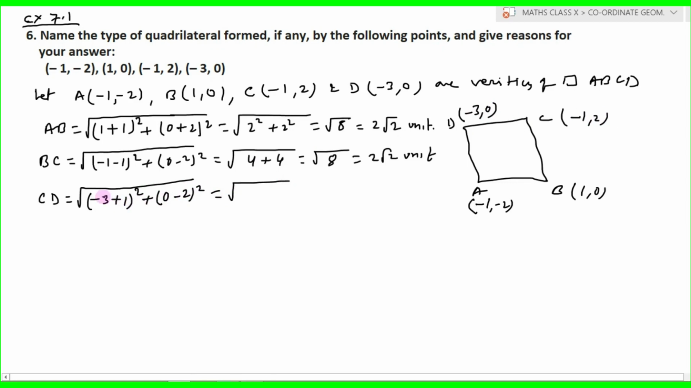Now you see -3 plus 1 gives you -2, square is 4, and again -2 square is 4. So again we get the same thing, root 8. So this is your 2 root 2 units. So we have got the 3 values. Now the fourth value. Fourth is your AD.